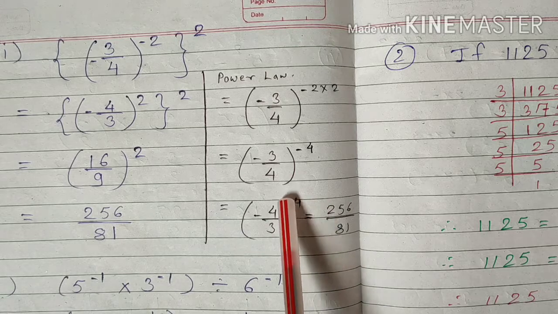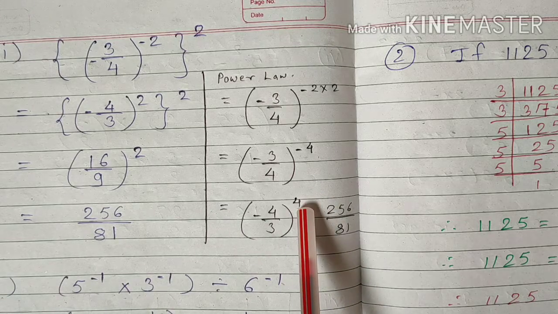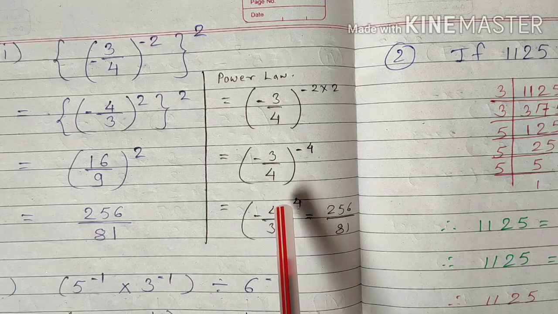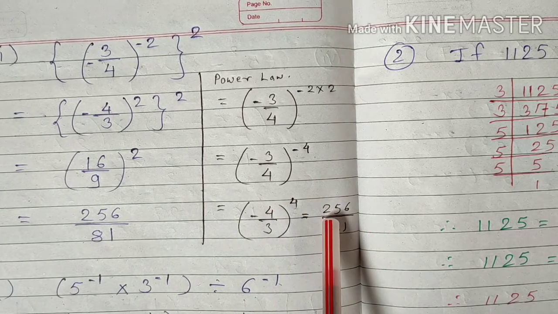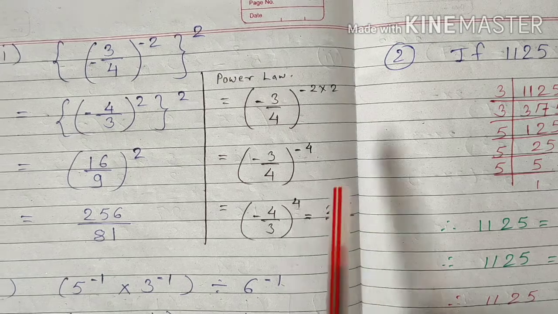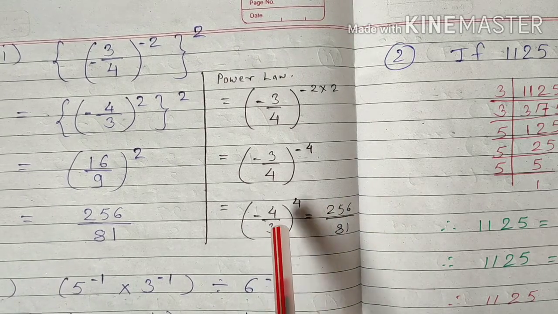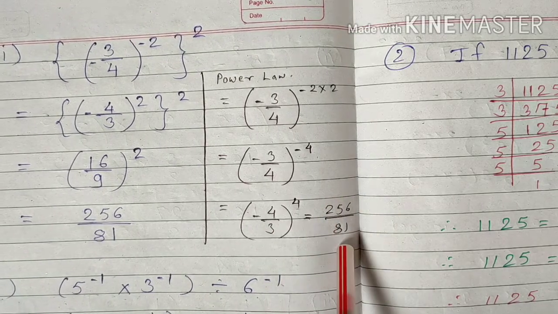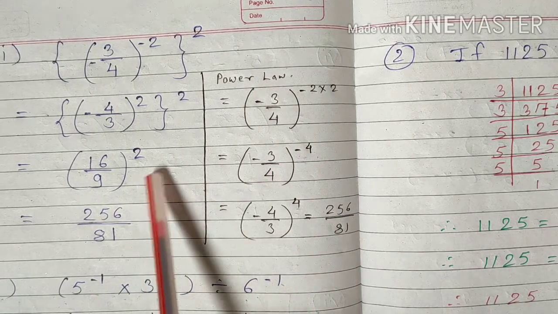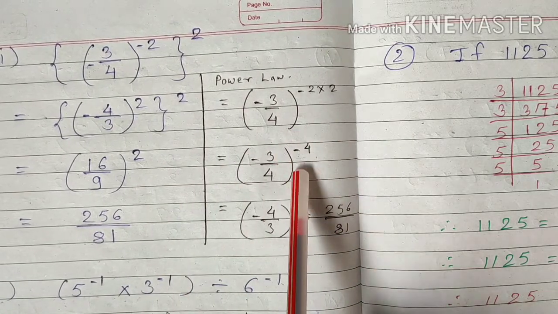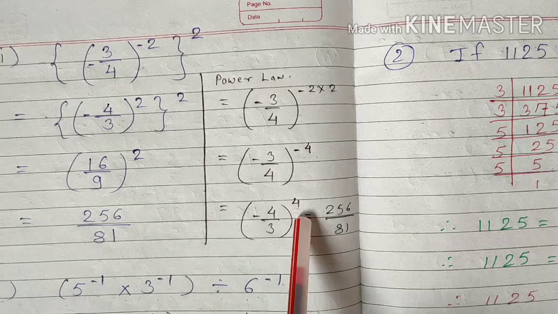Since the power is an even number, the final answer should be positive. So 4 into 4 into 4 into 4 is 256. 3 into 3 into 3 into 3, 3 multiplied 4 times gives us 81. You can solve it in this way, or also you can solve by using the power law. Okay.